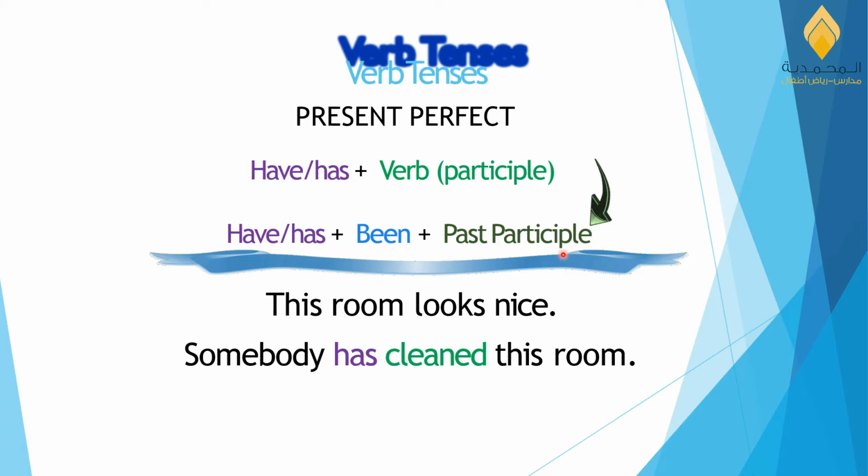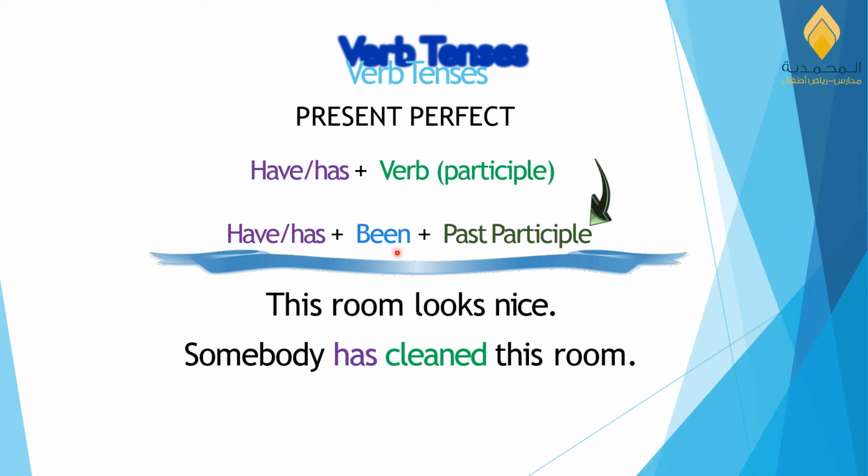This room looks nice. Somebody has cleaned this room. So what do we do? What's the object? Where's the object? This room. Yes, so we start our passive sentence with this room. After that, it is followed by the appropriate form of the verb to be in the same tense, which is what? This room is singular, so I'm going to use has been.